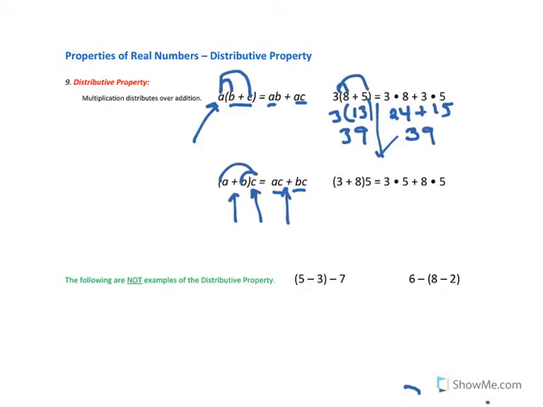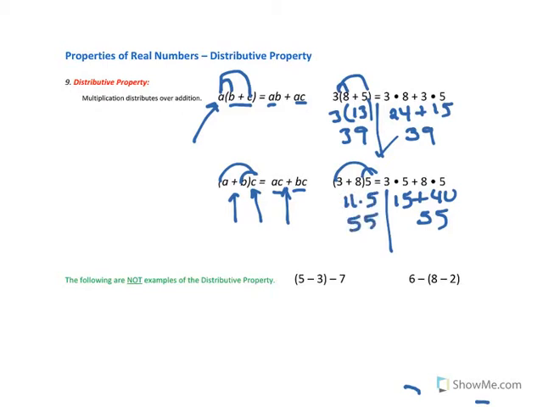Let's do an example. 5 times 3 is 15, and 5 times 8 is 40. That's equal to 55. If I use order of operations, I'm going to get 8 times 3 is 20. No, it isn't. 8 times 3, whoops, what am I thinking? That's adding here. 8 plus 3 is 11, times 5 is 55.